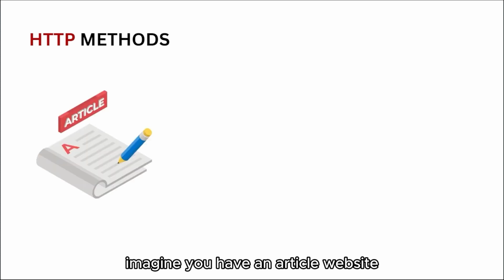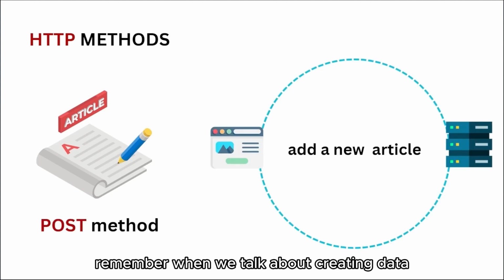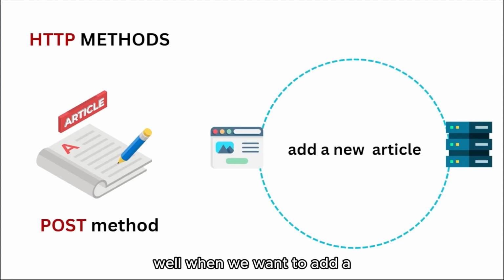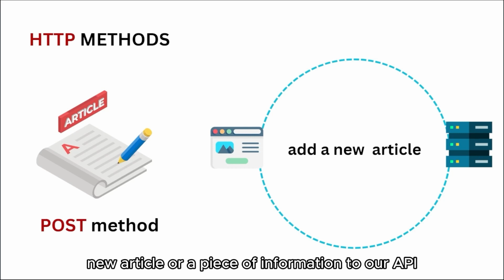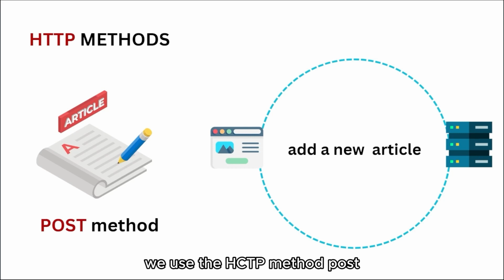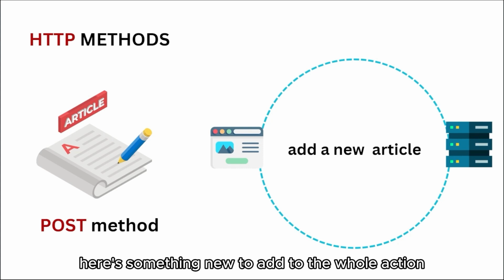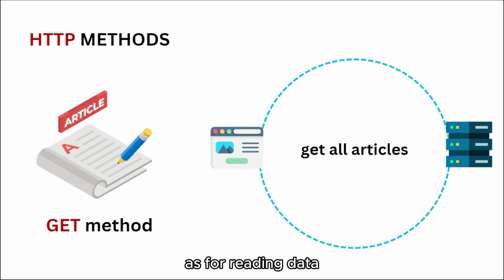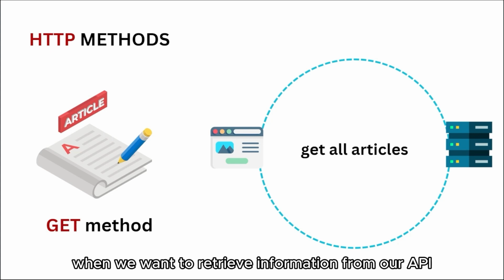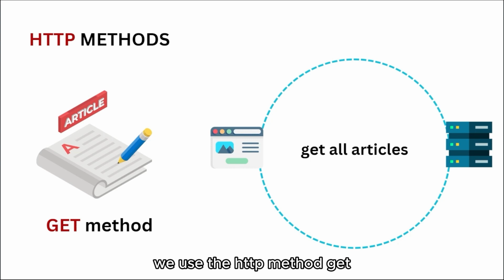For this example, imagine you have an article website for sharing and posting articles. Remember when we talked about creating data? Well, when we want to add a new article or a piece of information to our API, we use the HTTP method post. It's like sending a message to the API saying, hey, here's something new to add to the collection. As for reading data, when we want to retrieve information from our API, we use the HTTP method get. It's like asking the API, hey, can you give me this specific article or all of the articles?